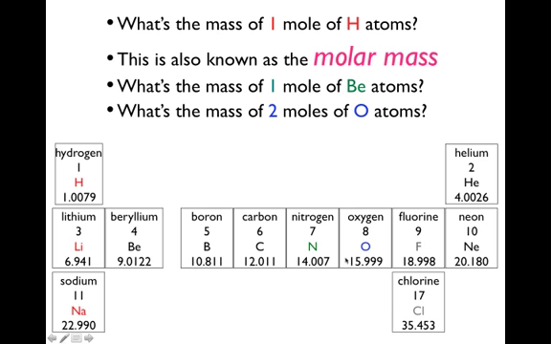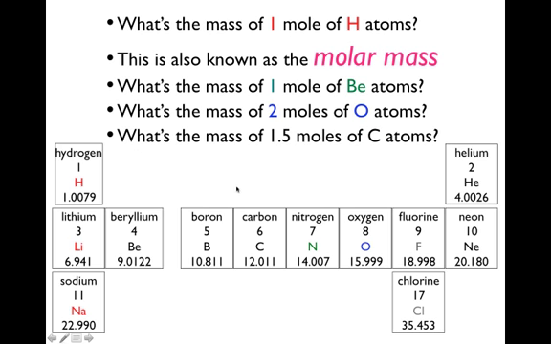The way to do this is you say, look, 1 mole of oxygen weighs about 16 grams. Again, I'm rounding up. So if 1 mole weighs 16 grams, 2 moles must weigh twice as much. So 2 moles of oxygen atoms weighs about 32 grams. Next question. What's the mass of 1.5 moles of carbon atoms?